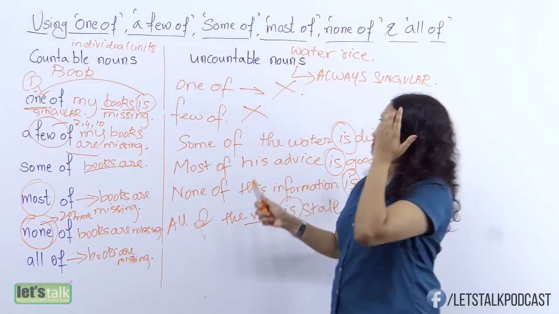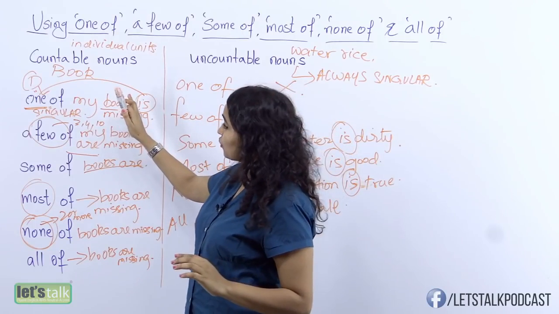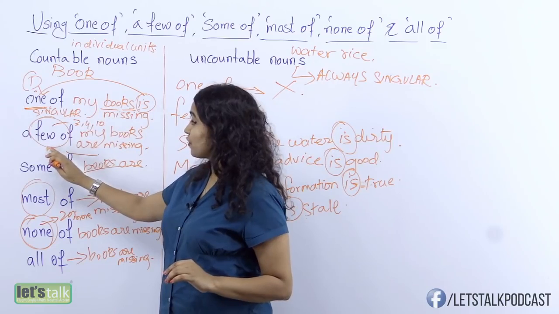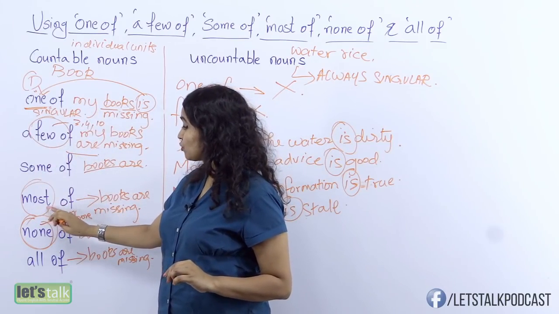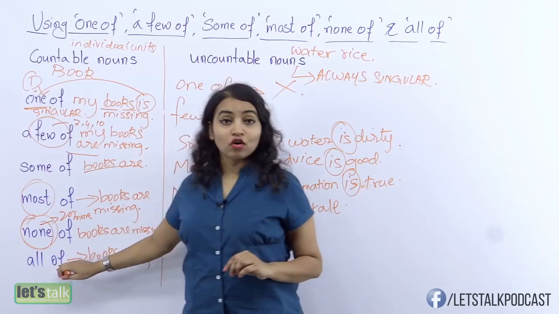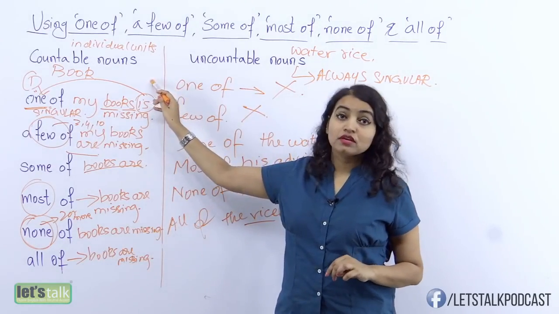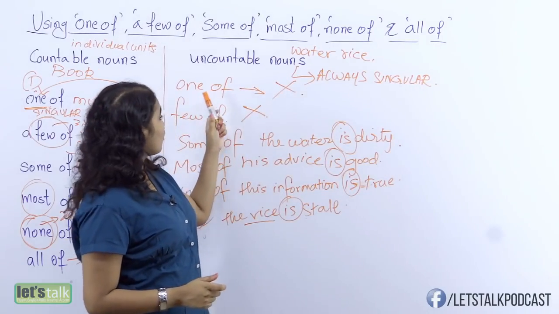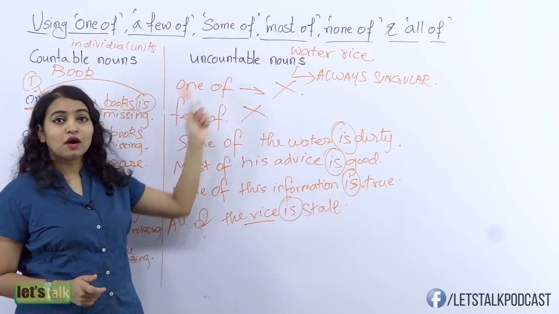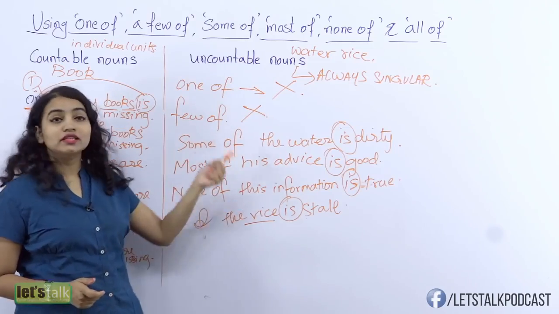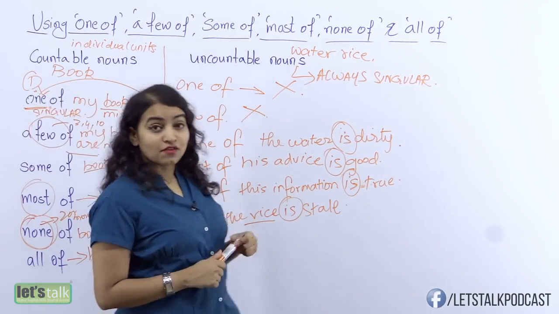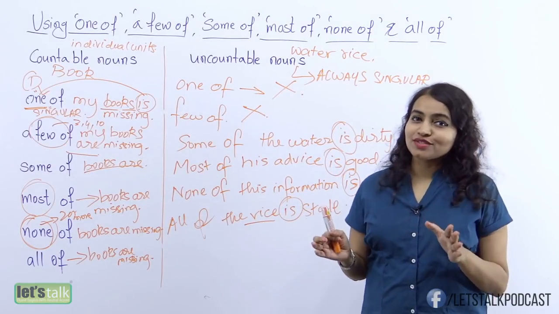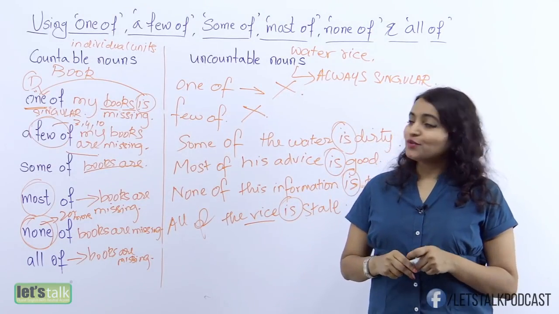So you can see for yourself how you can use all these expressions, which are one of, a few of, some of, most of, none of, and all of, with a countable noun. However, you cannot use one of and a few of with an uncountable noun. You can use them with all the others. But as far as the grammatical rule is concerned, you need to know where you've got to use an is and where you've got to use an are.